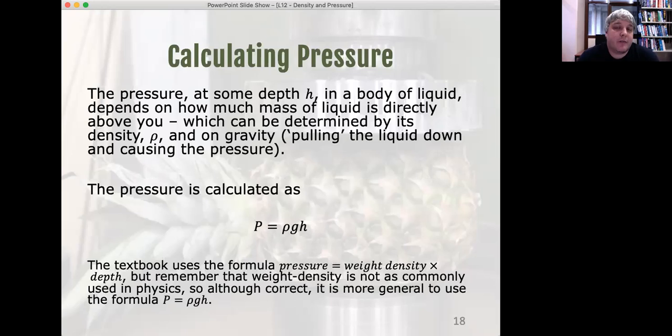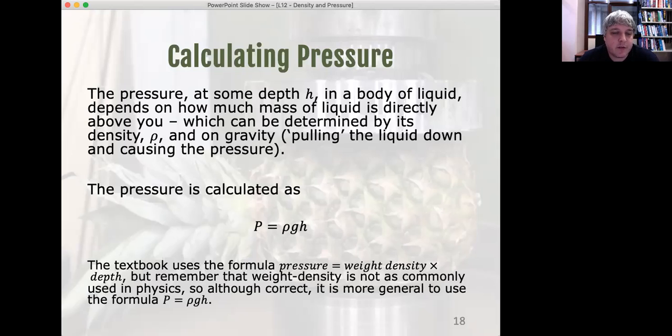Pressure in a body of liquid is actually very simple to calculate, and this is why we had to meet density before. Pressure at any depth h in a body of liquid depends only on that depth h and the density of the liquid. It doesn't depend on the volume overall, just on the density and that height. So pressure is rho g h. Rho, the density of the liquid, times g, gravity, which is what's pulling that liquid down, times h, how far underwater you are, or the thing you're concerned with is.